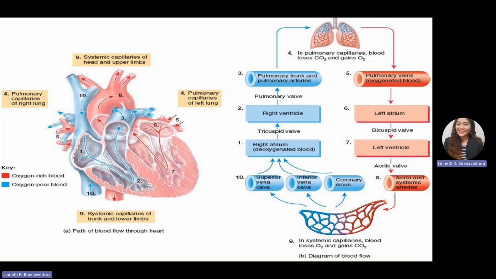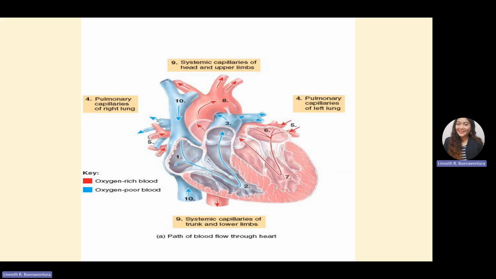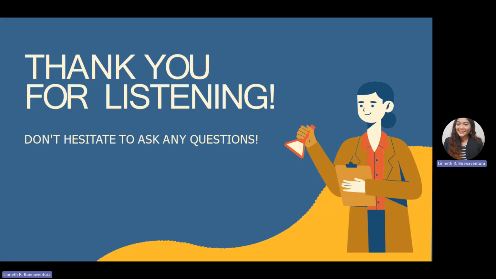the different body parts. Once the blood reaches the systemic capillaries, it will lose oxygen and again gain carbon dioxide. Therefore, it will be collected and transported within the superior and inferior vena cava and coronary sinus towards the right atrium. So the flow will repeat itself. Okay, so this is the pathway of blood. So that's for our continuation of lesson number 2.